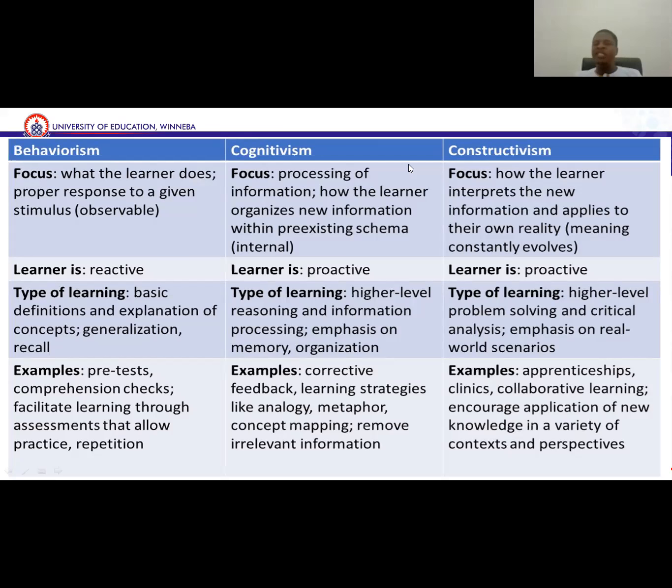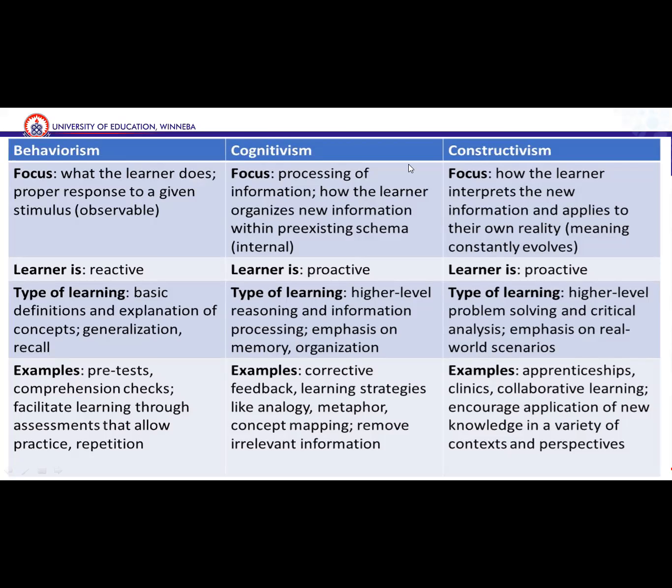Then the constructivist theory believes in how the learner interprets the new information and applies it to their own reality. And so the learners would have to make meaning out of their own learning. The teacher does not need to inform the learners on what is correct and what is wrong. As the learners learn, they will evolve constantly. And so if you belong to the behaviorist school of thought, what type of learner would you be?